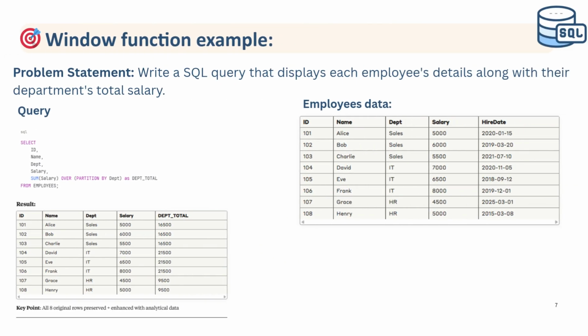Remember our previous slide where we used GROUP BY to get department totals? And to include employee names and salary columns, we used complex joins and subqueries to combine the result. Now let's see how window functions solve this elegantly.